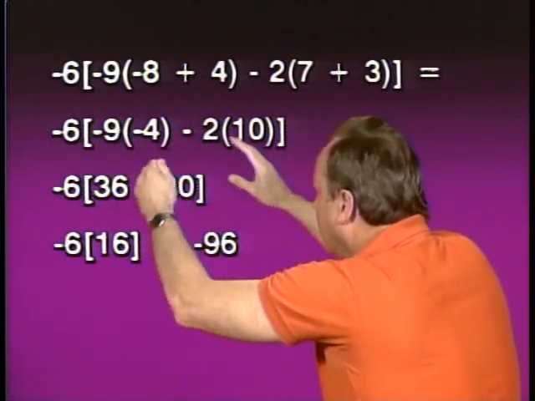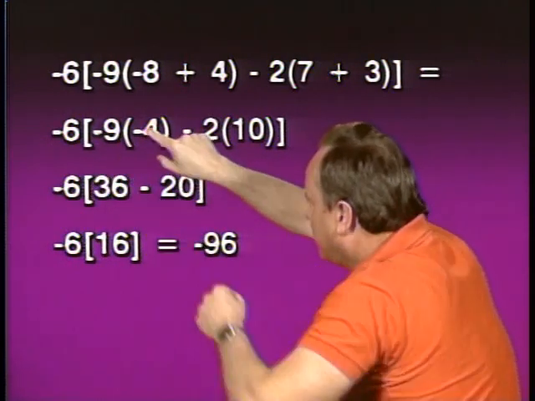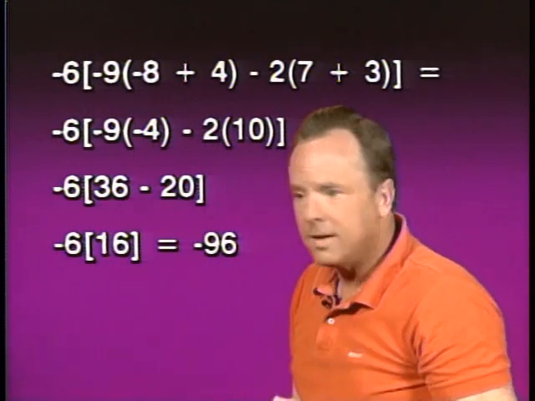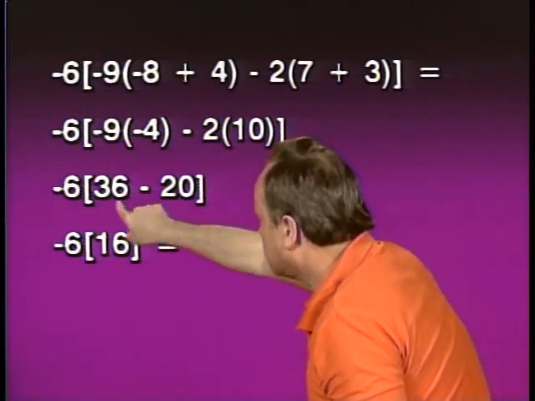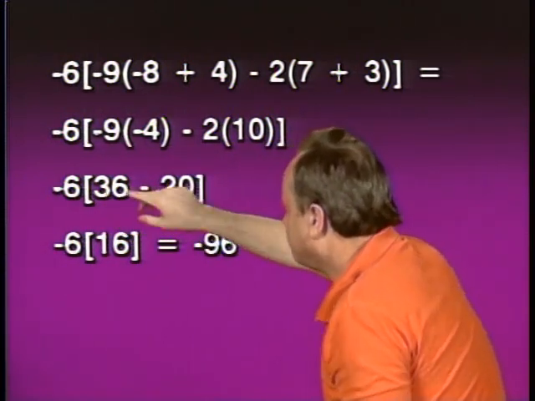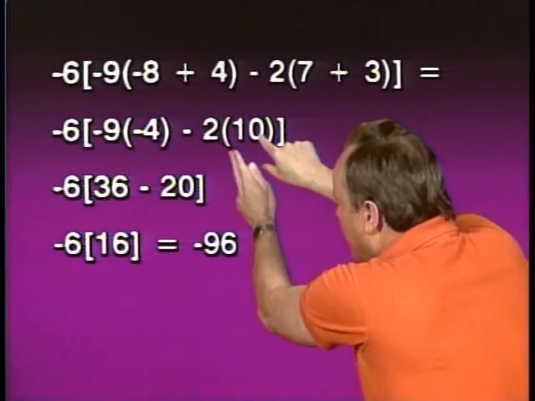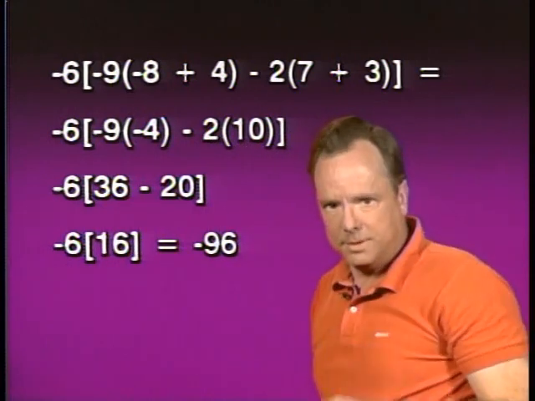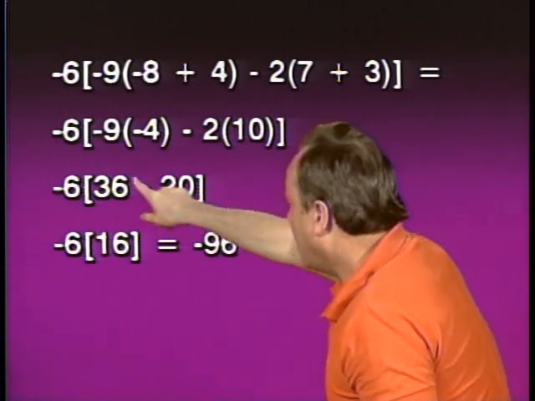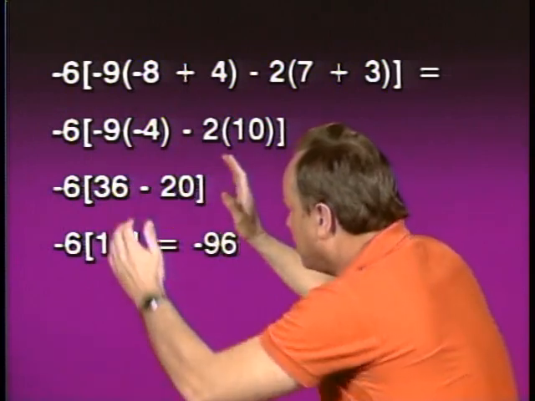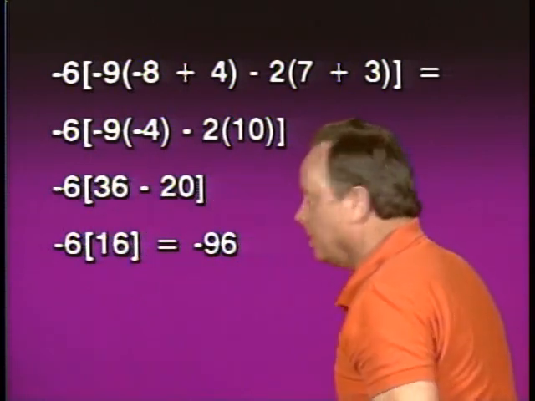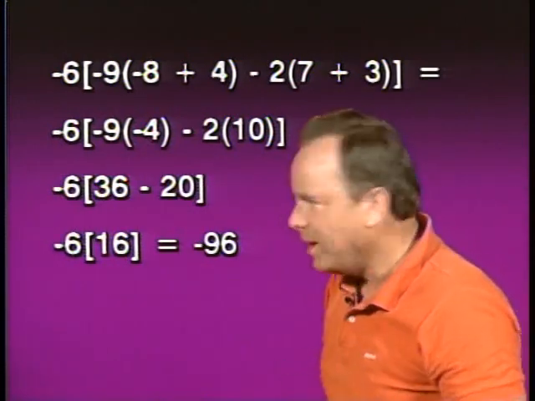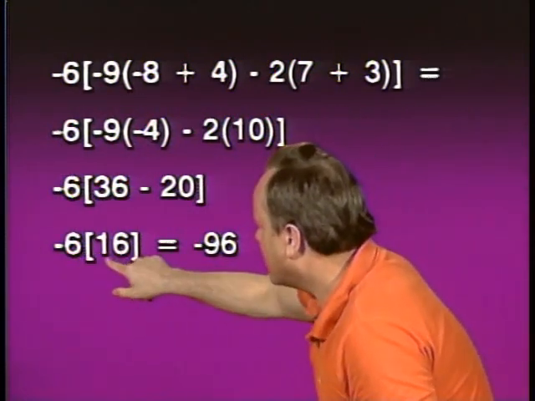We've got brackets here. So what's minus 4 times minus 9, or minus 9 times minus 4? Well, once again, a minus times a minus is a plus, so that becomes plus 36. 4 times 9 is 36. Minus 2 times 10 becomes minus 20, because a minus times a plus is a minus. So now we have minus 6 times the quantity, 36 minus 20, quantity closed. Now let's get rid of the brackets here. What's 36 minus 20? You got it, 16. So it's minus 6 times 16.